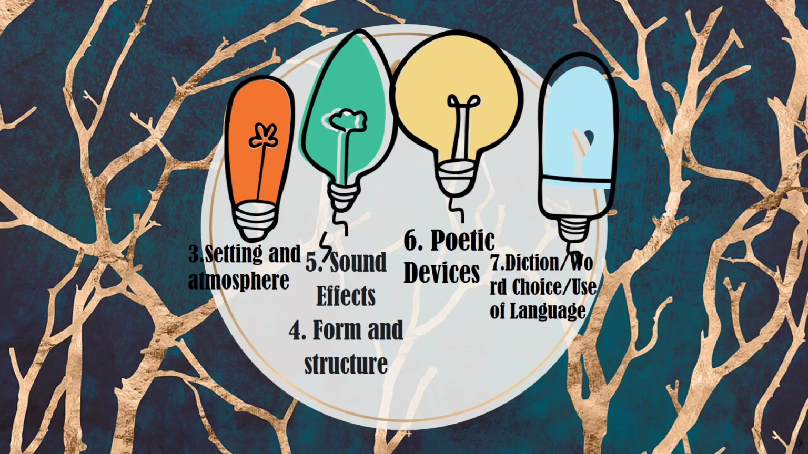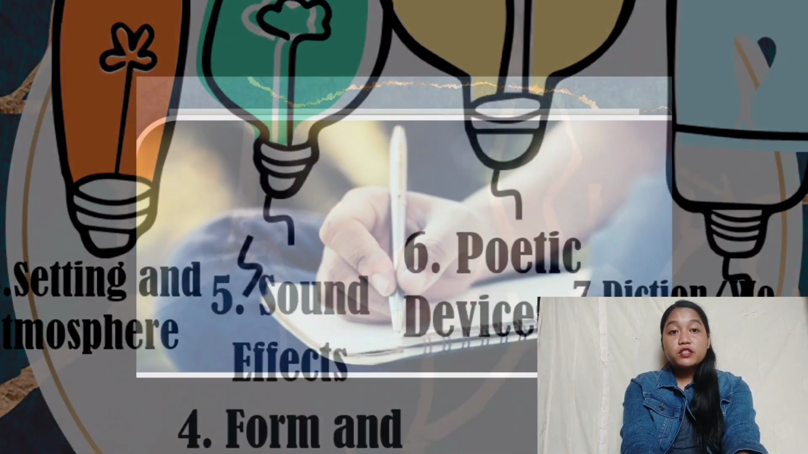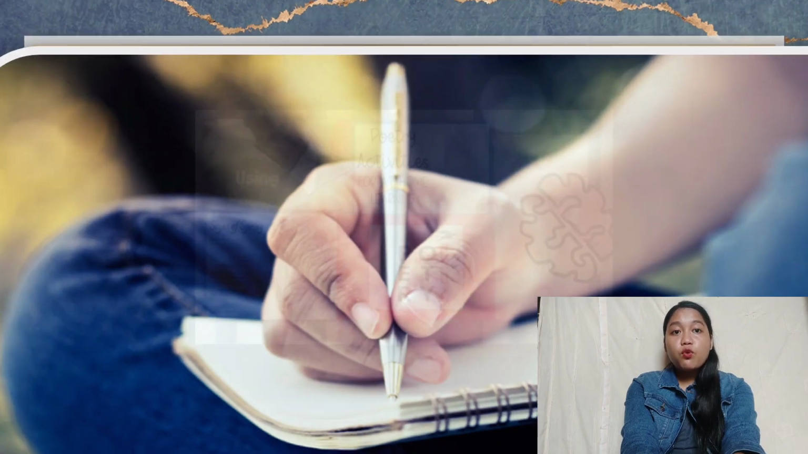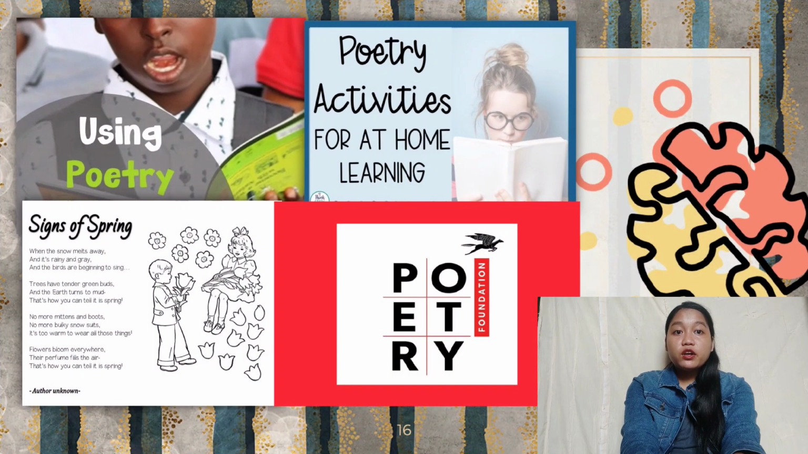These are the others: setting and atmosphere, form and structure, sound effects, poetic devices, diction, word choice, use of language. These are the possible questions for number 2, speaker, tone, and voice, so that you will be able to know who the speakers are and what the tone used by the poem is. So here are the questions.